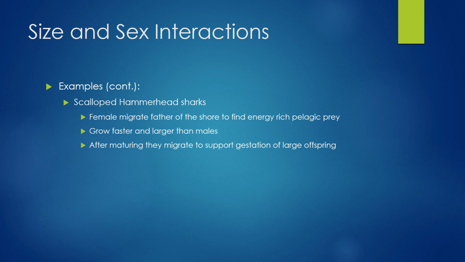Another example of sexual dimorphism causing differential migration is the scalloped hammerhead shark. The females migrate farther off the shore to find more energy-rich pelagic prey. This causes them to grow faster and larger than the males. After maturing, they migrate to support gestation of their large offspring.